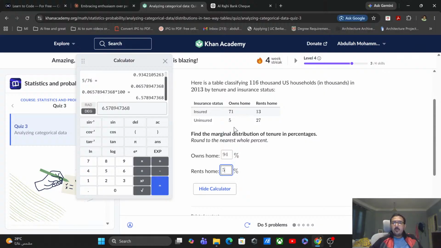Owns a home, rents a home. Owns a home, this one. So out of all of it, I got 76 out of how many? 76 plus 40, that's 116, and we'll say x over 116, 65, 66, 66, 34.